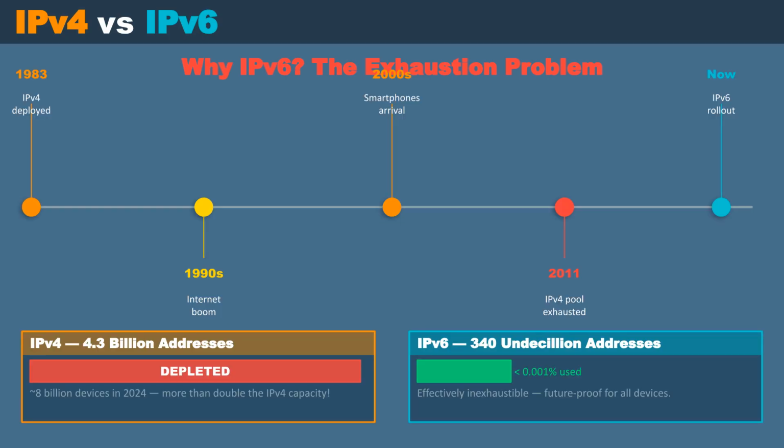The need for IPv6 arose due to the exhaustion of IPv4 addresses. While IPv4 was deployed in 1983, the Internet boom of the 1990s and the arrival of smartphones quickly depleted the address pool, which was officially exhausted in 2011. IPv6's enormous address space is effectively inexhaustible and future-proof for all devices.